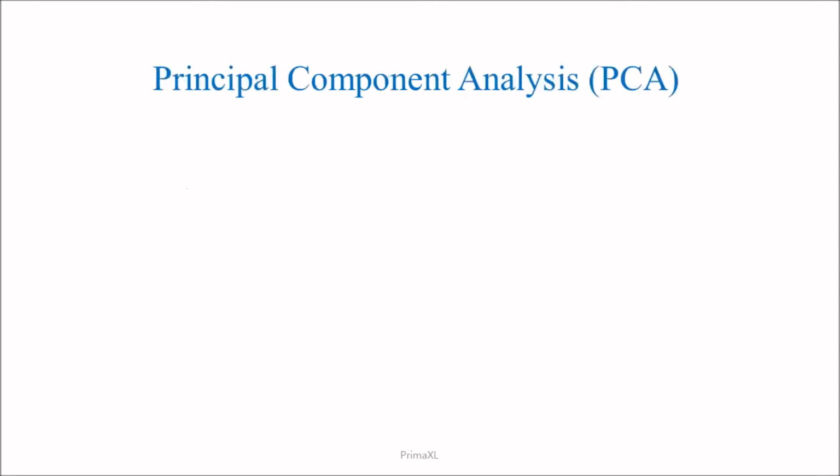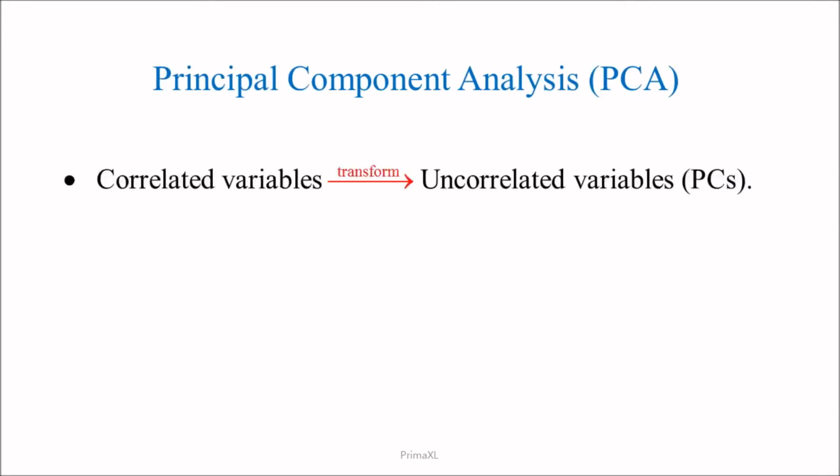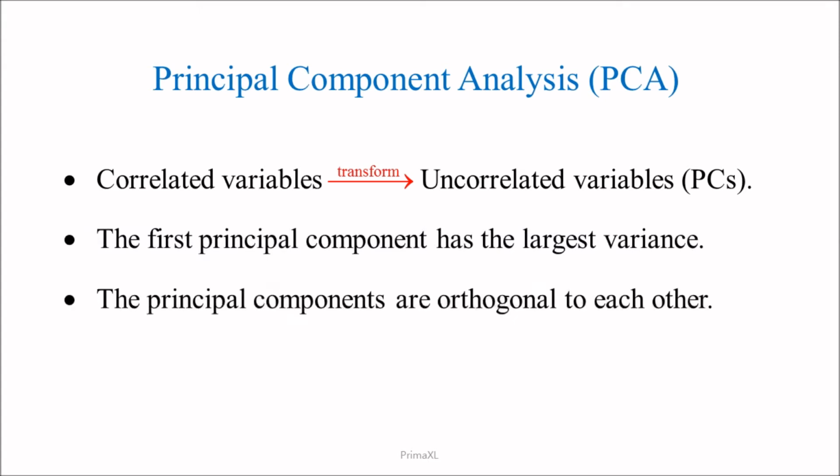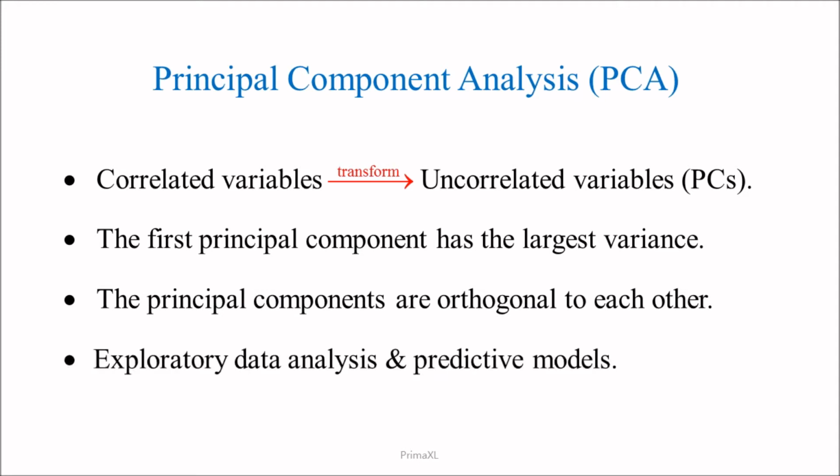The principal component analysis is a procedure that transforms a set of observations of correlated variables into a set of values of linearly uncorrelated variables. The principal components are ordered from the largest variance to the smallest variance. The principal components are orthogonal to each other. They form a new coordinate basis. The principal component analysis can be applied for the exploratory data analysis and for making the predictive models.